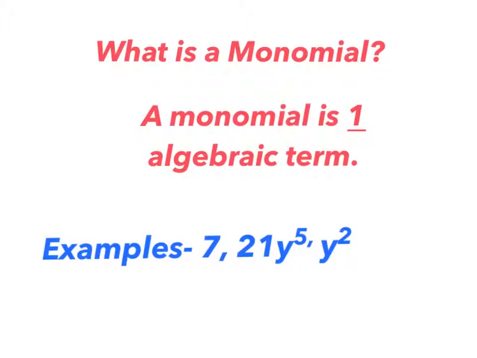So first, you must know what a monomial is. A monomial is one algebraic term. An example is 7, 21y to the power of 5, and y to the power of 2. Obviously, the two we will be using are also monomials.